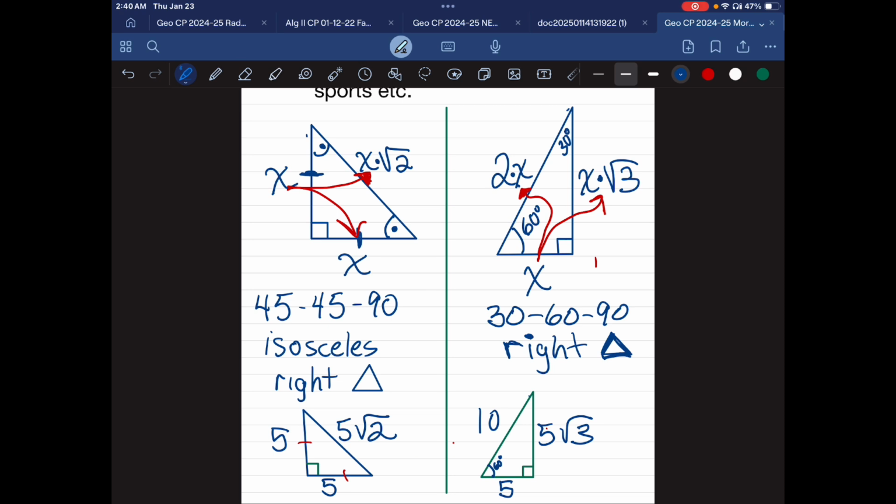Notice two equal sides, square root of 2 right here. Three different sides, and this has a 30-degree angle. Next to the 30-degree angle is the side that's the small side times the square root of 3.